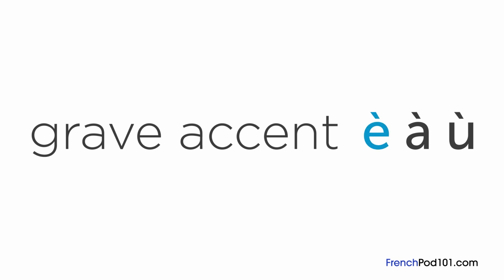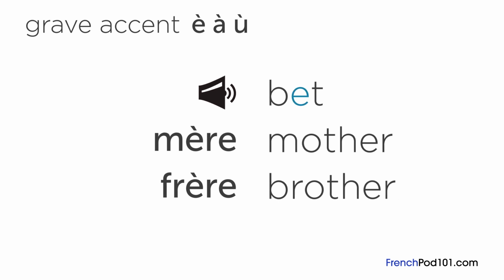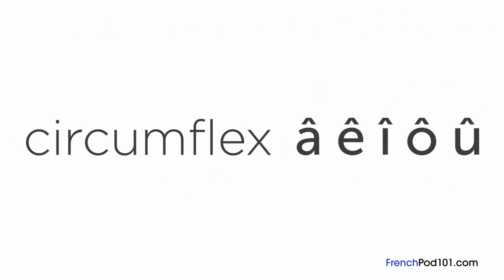È. It sounds like the E in bête. Mère, frère. Next is the circumflex accent. It looks like a little rooftop.